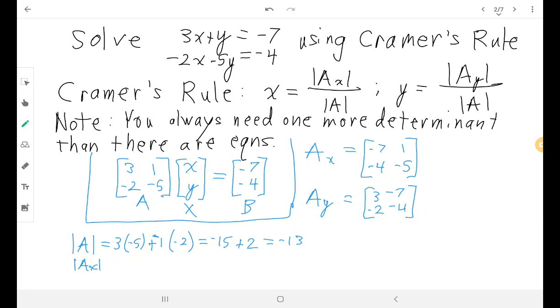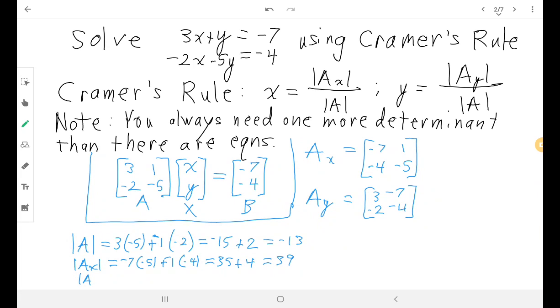The determinant of matrix A sub x is, let's see, that would be -7 times -5 minus 1 times -4. Let's change that minus into plus negative. And that would be 35, positive 35, plus positive 4, so 39.